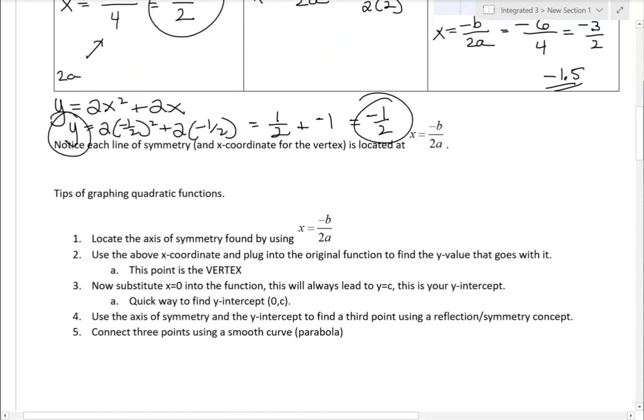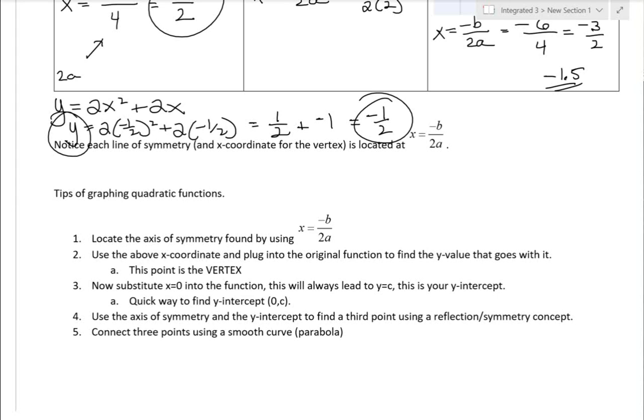So, tips for graphing quadratic functions. As we graph these, the number one thing you're going to do, so this is even going to work for the ones that we've already done, okay? You're going to find x equals the opposite of b over 2a. You're going to find that axis of symmetry. Step 2 says use that x coordinate and plug it into the original function to find the y value. Use a calculator to do that. A lot of times that opposite of b over 2a is going to be a fraction, so a lot of places we can make mistakes. So that point when you do that is the vertex.